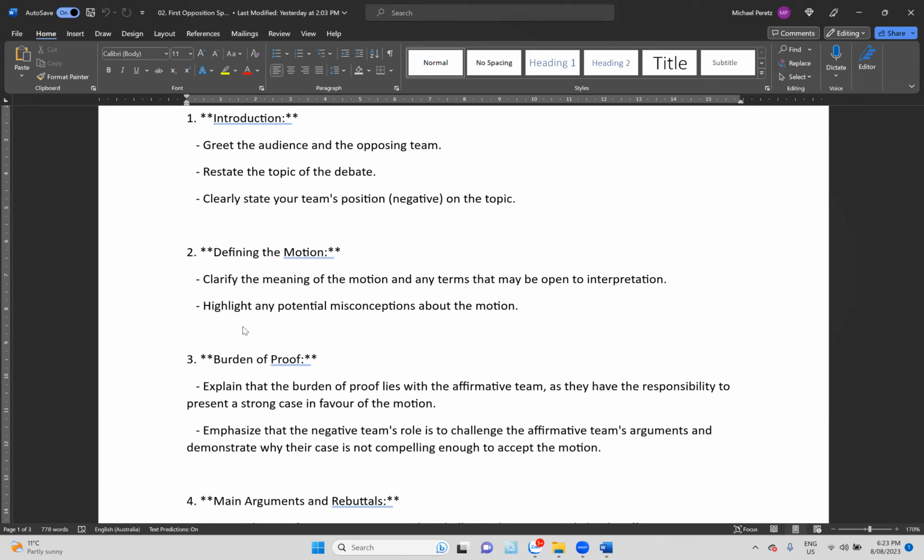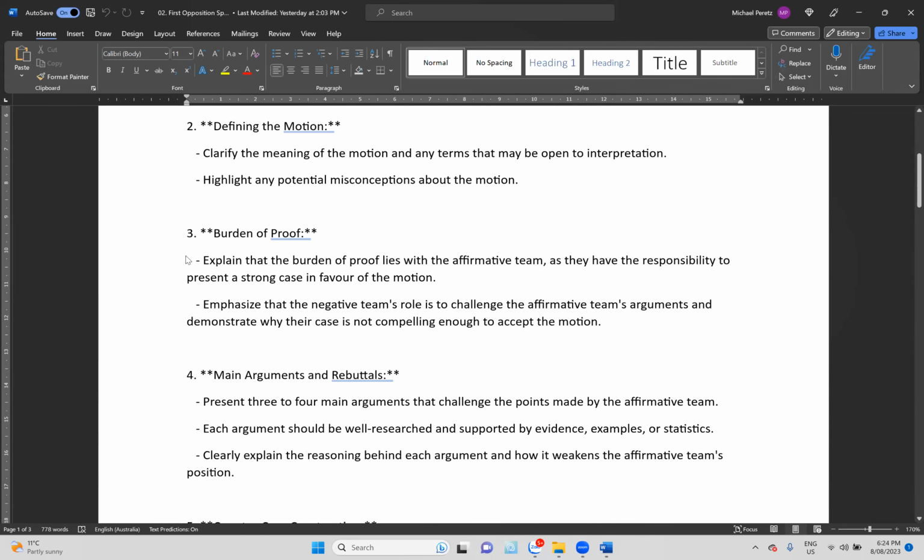So you can actually have two teams arguing the same motion with completely different meanings. And you also have the chance to highlight any misconceptions about the motion. That means that anytime someone may think they know something to be true, but in fact it's wrong. So this just gives the opposition team a chance to restate the motion and clear up anything they want the audience to know.